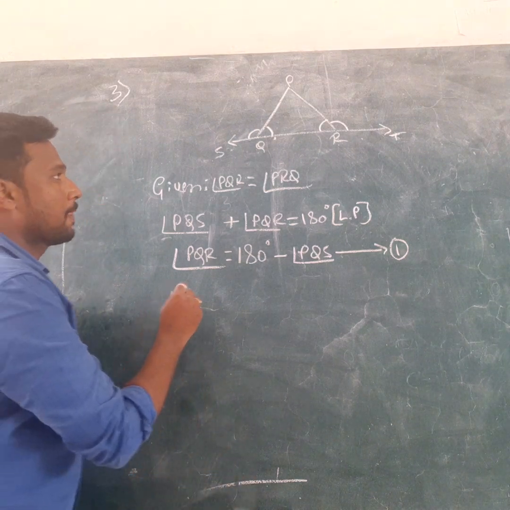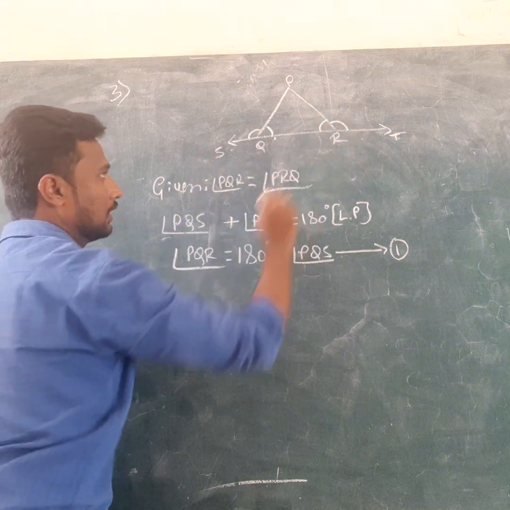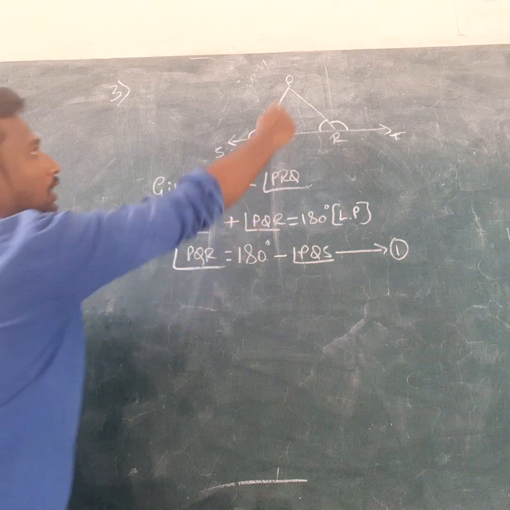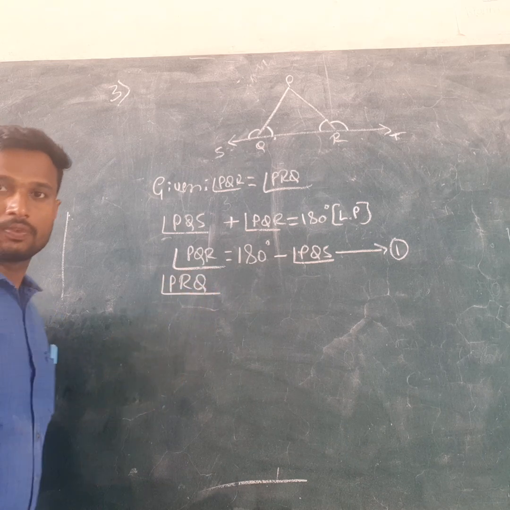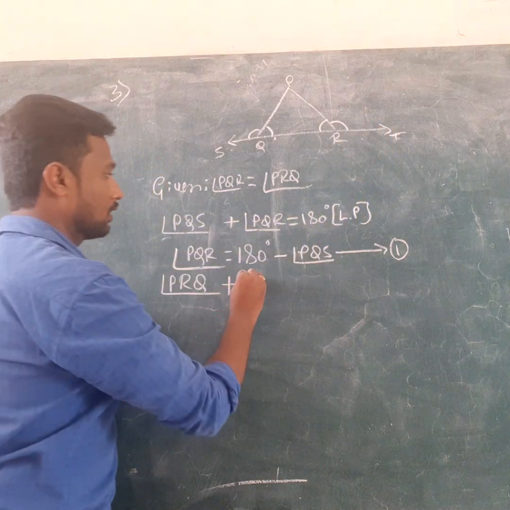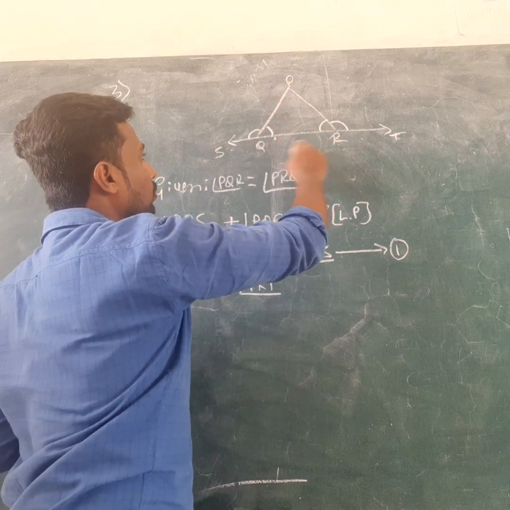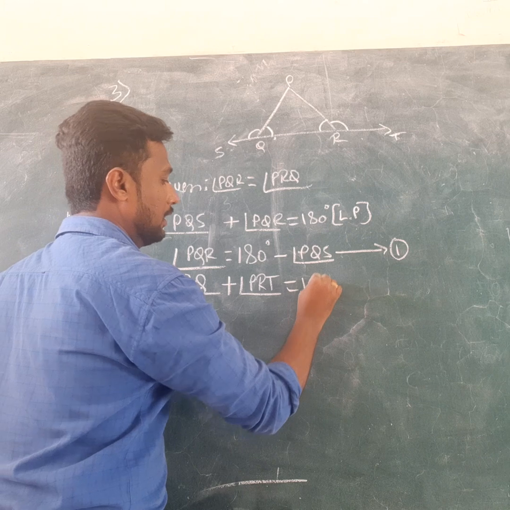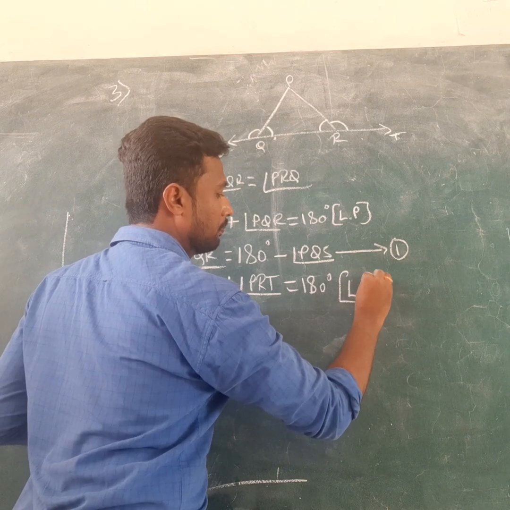Okay. Next, again here the point R. Again there are two angles on line ST. So here also angle PRQ plus angle PRT, PRQ plus PRT always equals to how much? 180 degree. Okay, how? Because of linear pair.